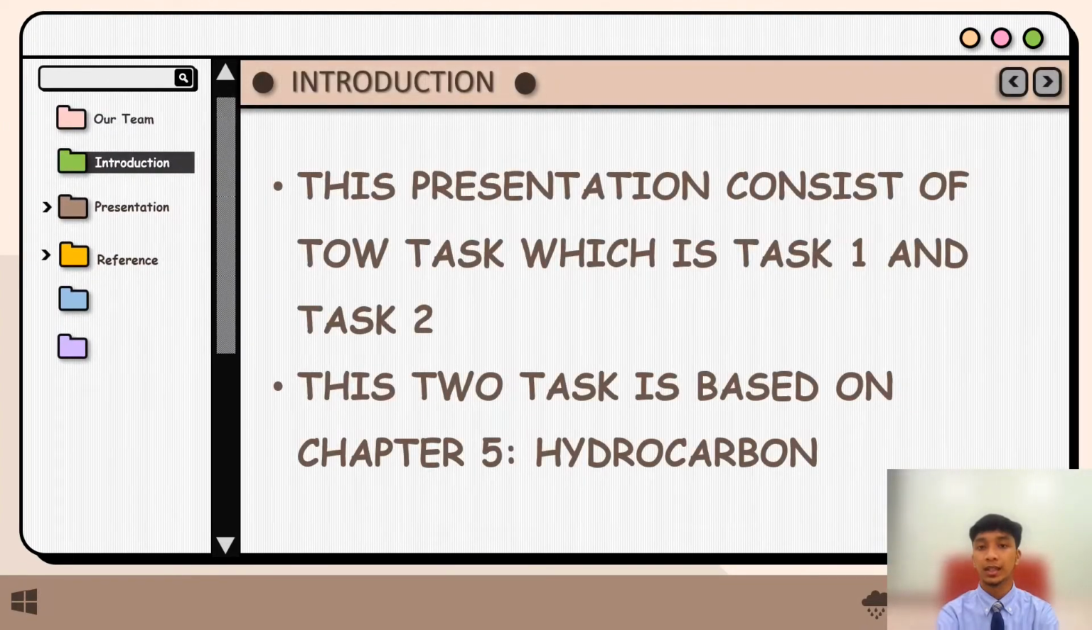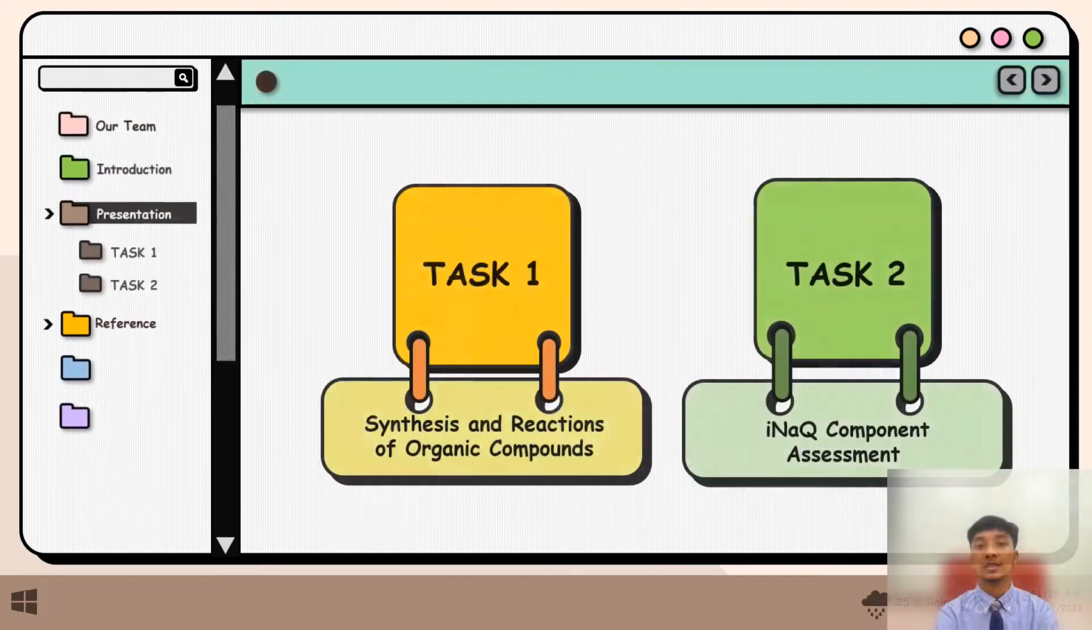This presentation consists of two tasks, task 1 and task 2. These two tasks are based on chapter 5, hydrocarbon only. Task 1 is about synthesis and reaction of organic compounds. Task 2 is about final component assessment. So let's move on with task 1.